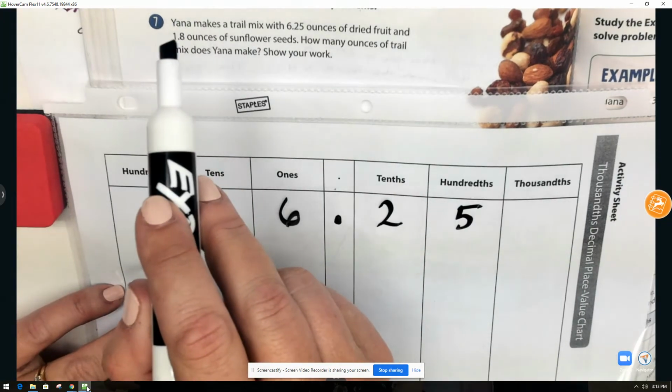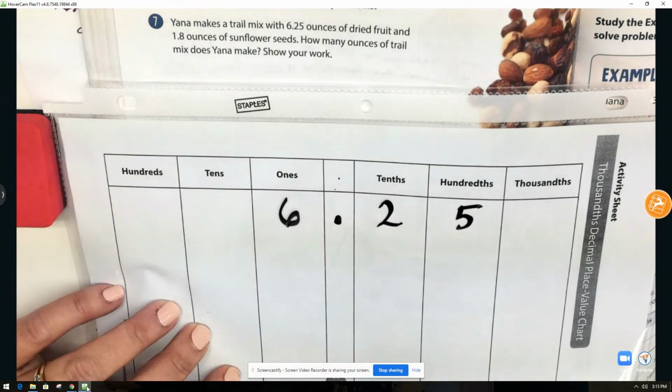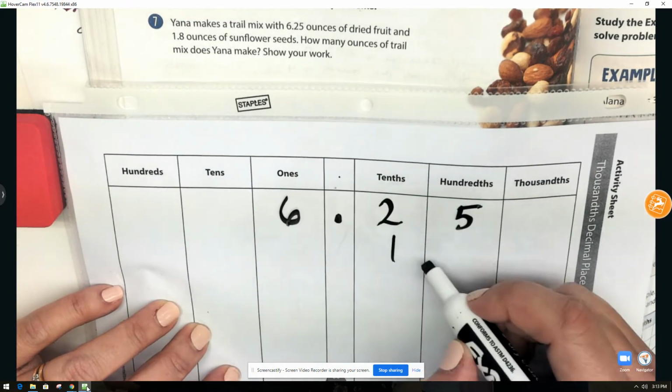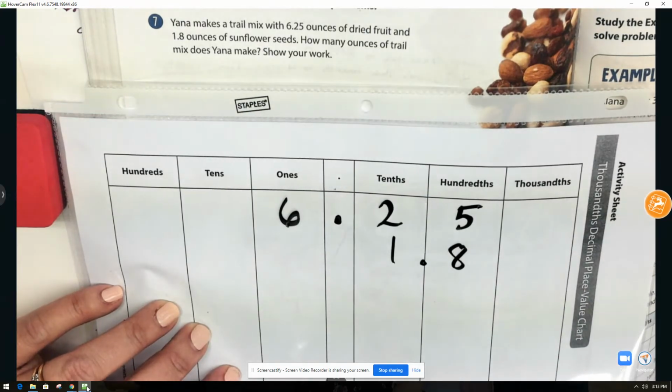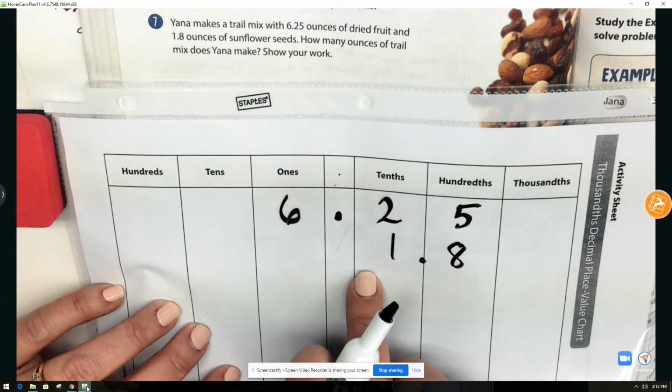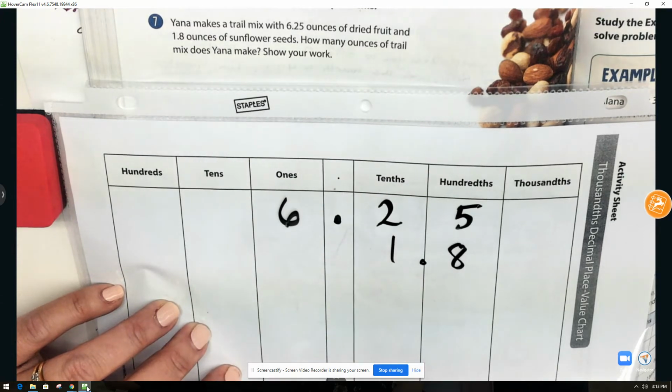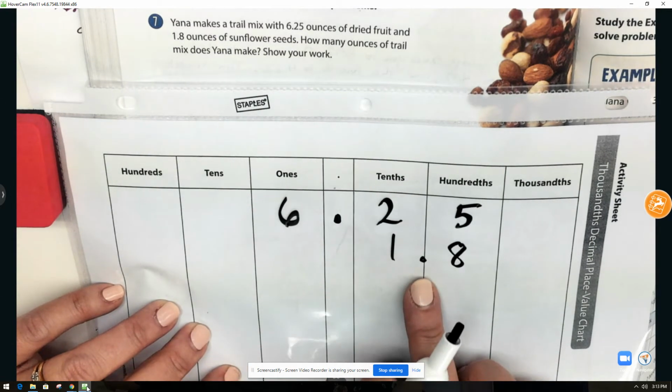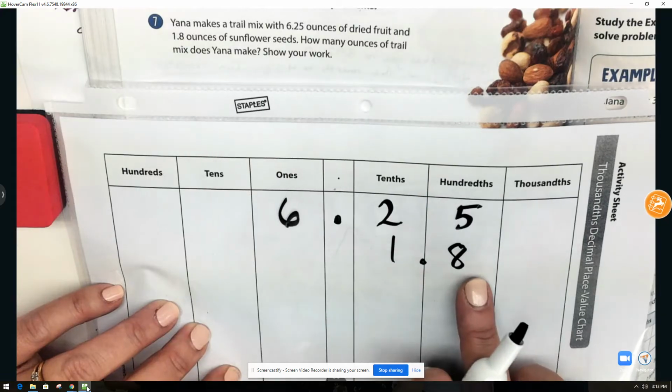Next, I have 1 8/10 ounces of sunflower seeds. Now, here's a mistake that is often made. Everybody likes to line up all their numbers to the right-hand side. But does this say 1 8/10? It doesn't, because see how the decimal over here is not lined up?